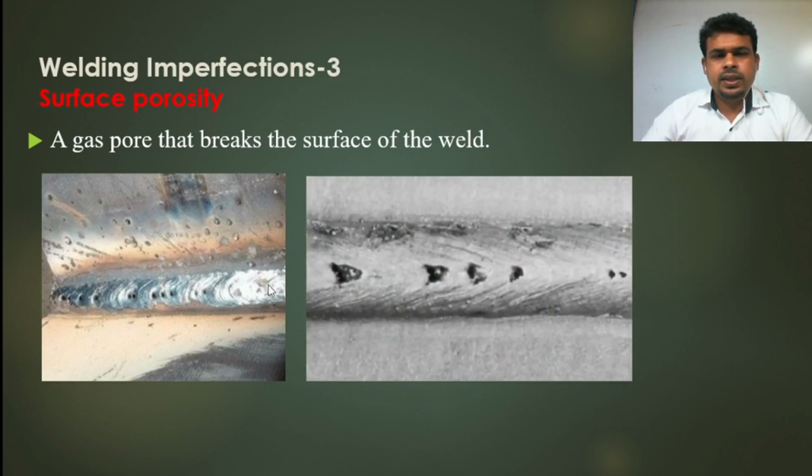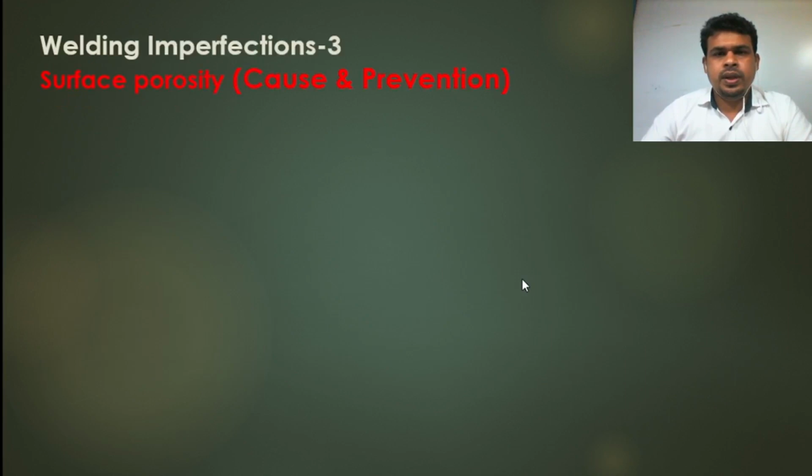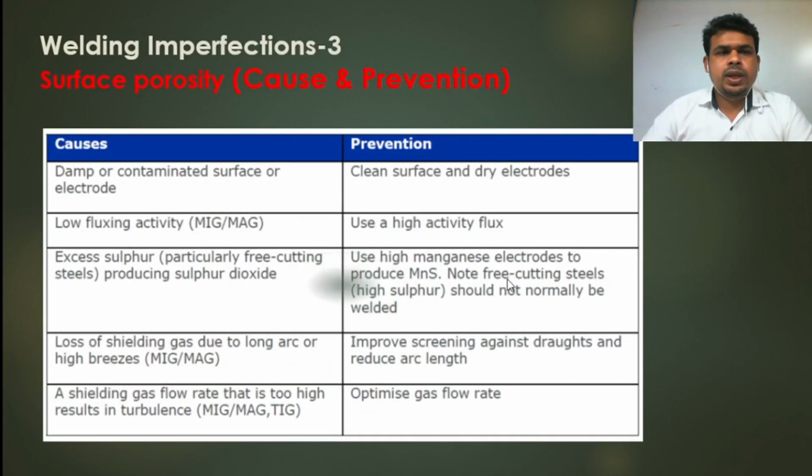You can see this is another photo. This is breaking the surface, so this is called the surface porosity. Then, why does surface porosity happen? The reasons are the same as for the gas pore, gas cavity and wormholes. What is the reason? The same reasons as here.